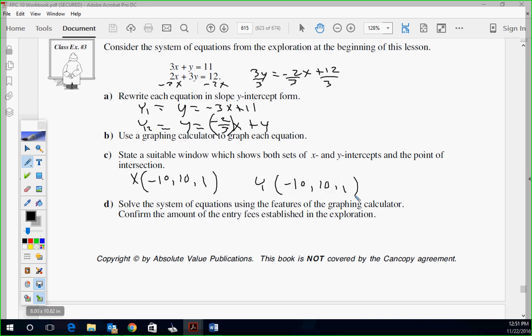Okay, like I told you, it's very helpful because some of you guys, if your window's out of whack, you have a tough time getting back to normal. Hit zoom and select zoom standard. That goes back to the negative 10 setting, which is the basic one. Solve system equations, you guys did that. You should have got the 3, 2 again, which was $3 for adults, $2 for children. It was the problem from earlier. Okay.